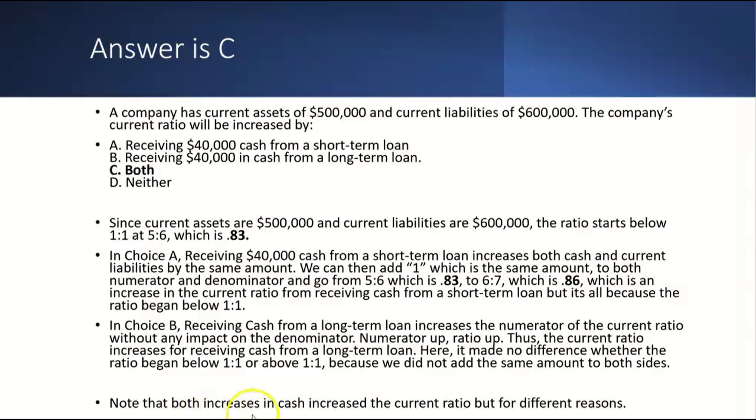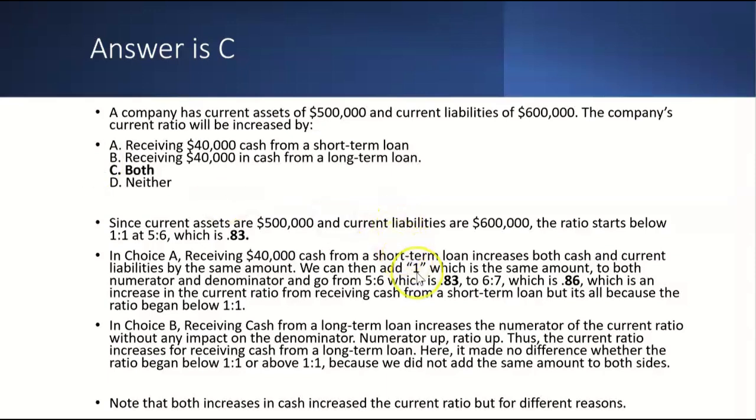Note that both increases in cash increased the current ratio. So whether we increased cash for a short-term loan or we increased cash for a long-term loan, they both increased the current ratio, but for different reasons. And that's why I don't want you to memorize this. You need to be able to analyze it the same way we do it here.